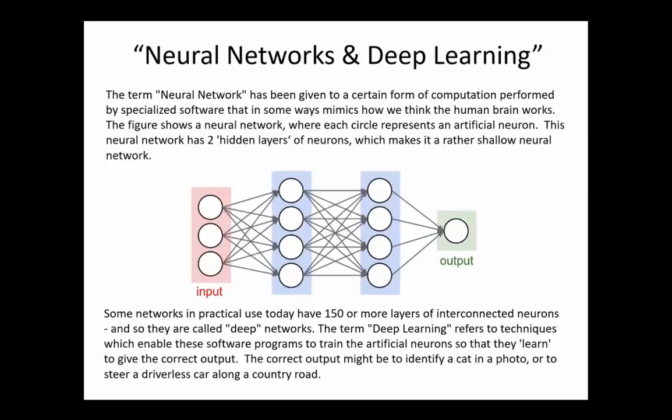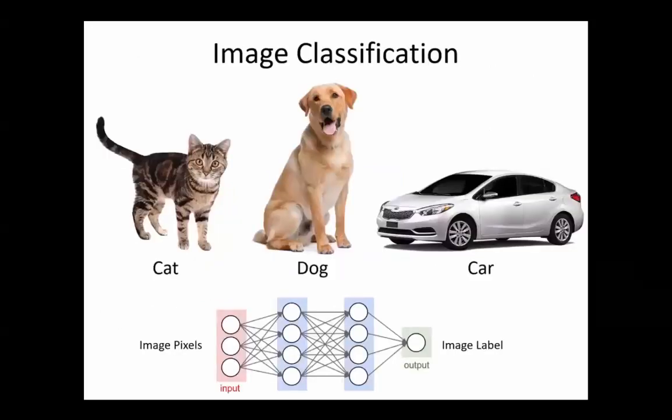But as I say in the text just under the image, some networks in use today have 150 or more layers of neurons. And so they're called deep networks. And that's where the term deep learning comes from. But this doesn't really matter. It's just a particular software algorithm. This is all done in software.